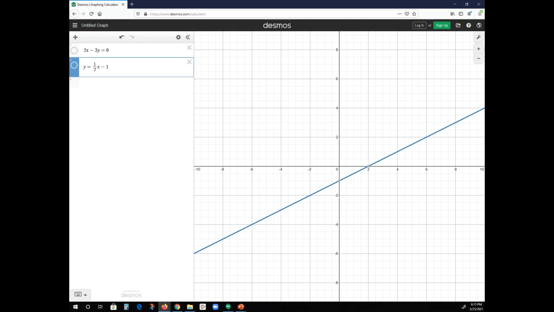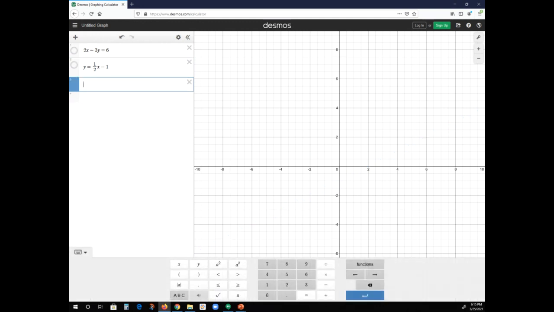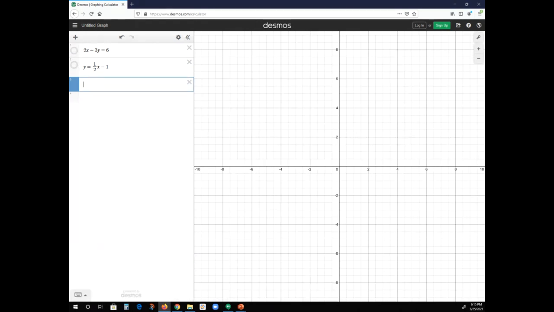So I'm going to turn off my other graph and then go on a new line. You can see because I expanded this button, it automatically expanded, but I can close that again. So I just type in y minus 2 equals negative parenthesis x plus 5. And so you can see that again, in this form, we get a line.